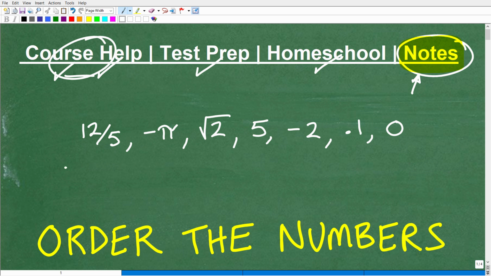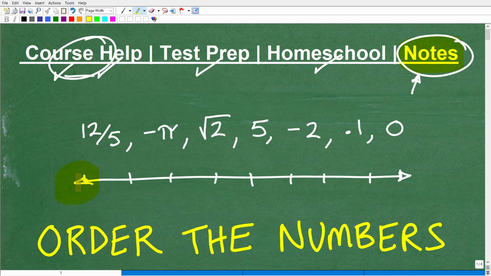So if you want to go ahead and try this problem, the way you want to do it is just draw yourself a number line. Just something like this, and then just start putting these numbers in order. I will give you a bit of a clue. Over here to the left, numbers decrease this way. They get lower and lower and lower this direction, and they get greater and greater and greater in this direction.